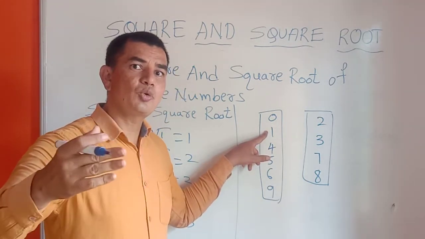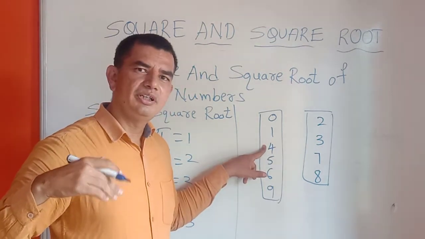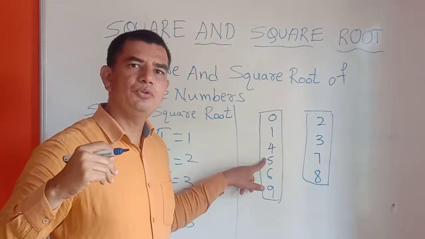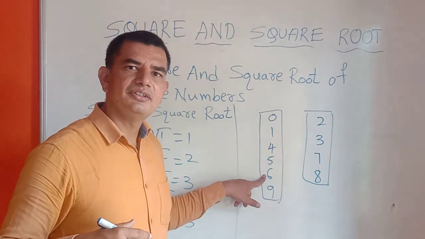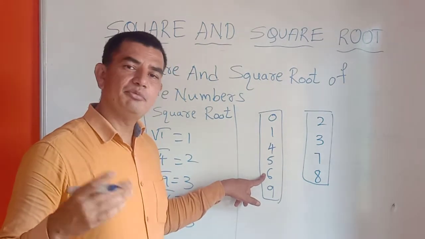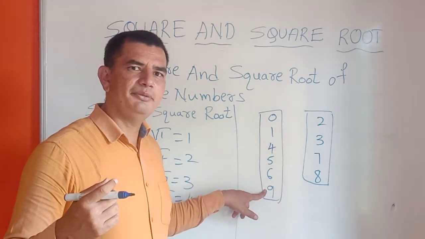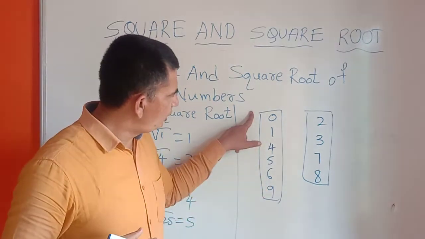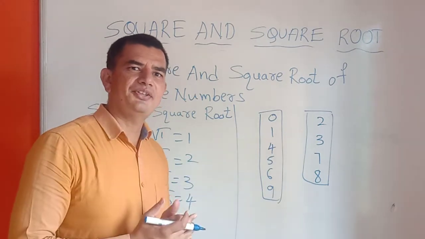And 11 square is equal to 121, so the last digit is 1. And 8 8 is 64, the last number you can see is 4. 5 5 is 25, the last number is 5. And 6 6 is 36, the last number is 6. And 9 also comes at the end, because 13 into 13 is 169, the last number is 9. So if these digits are in the unit place, we can say the number may be a square number.